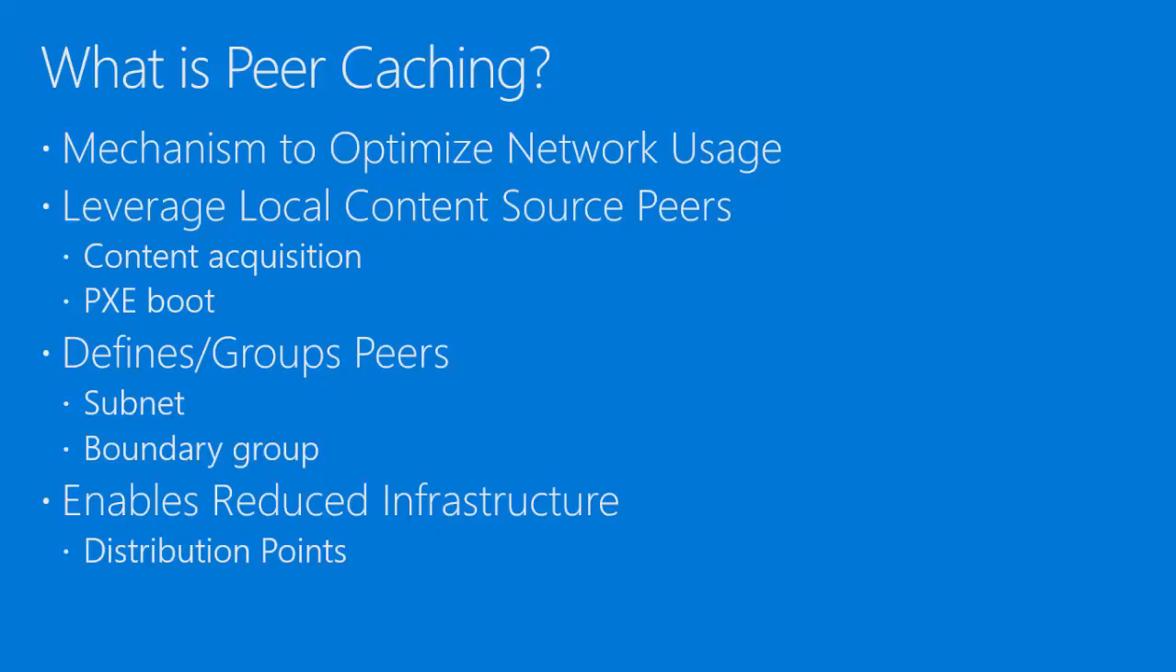Peer caching defines groups of peers. The way you can do that, really two ways. You can either group by subnet, or you can group by boundary group. I'll call this out again in a minute. Subnets grouping is the way that third parties, as well as branch cache, will group peers. Boundary groups is the way that ConfigMgr groups peers. So we'll talk about that again in just a minute. I'll offer one more thing on that. And then whatever mechanism you use, whatever third party you use, the whole goal is to help reduce infrastructure, typically distribution points in an environment.